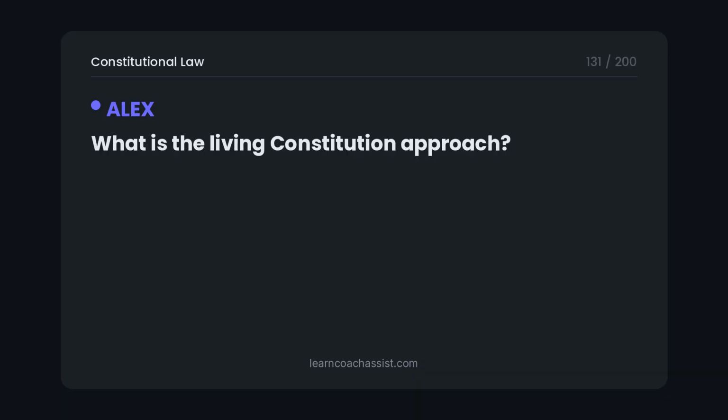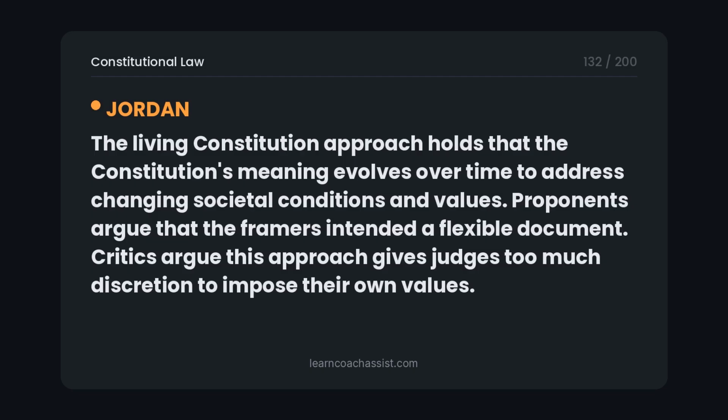What is the living constitution approach? The living constitution approach holds that the Constitution's meaning evolves over time to address changing societal conditions and values. Proponents argue that the framers intended a flexible document. Critics argue this approach gives judges too much discretion to impose their own values.